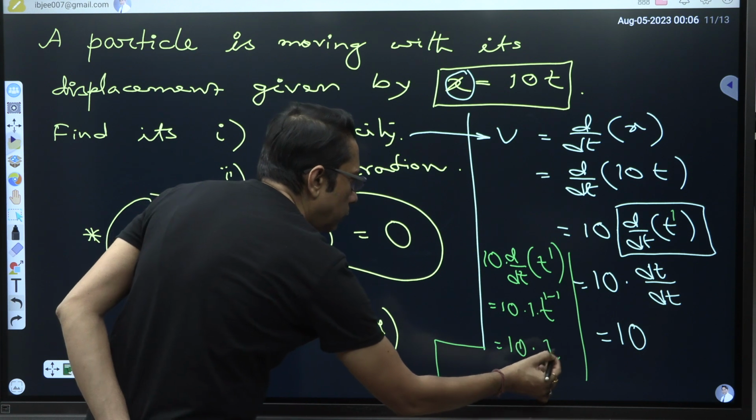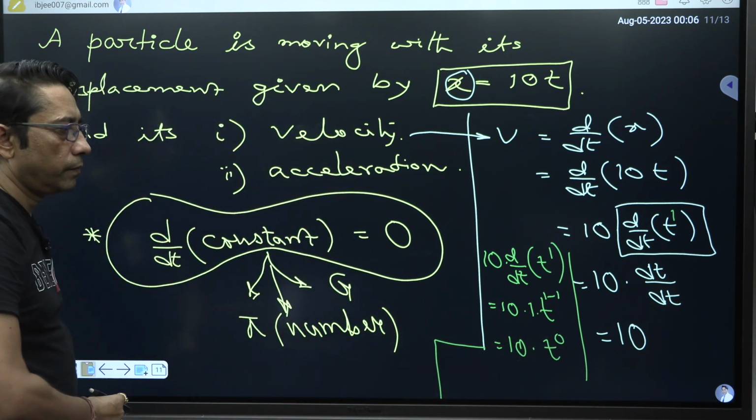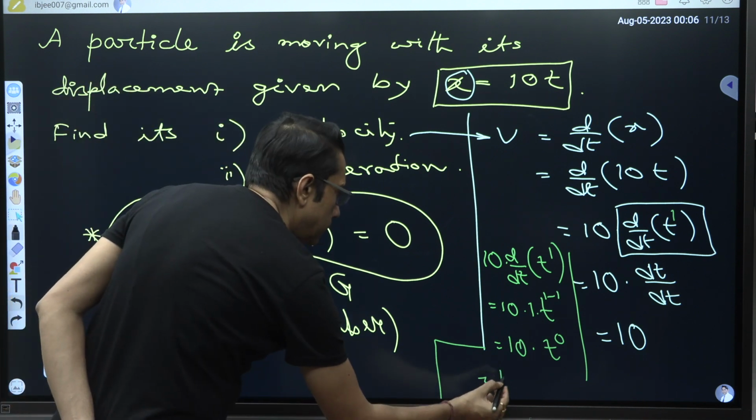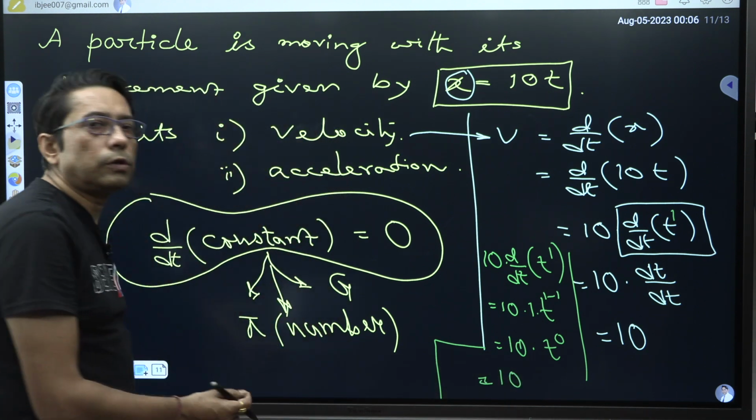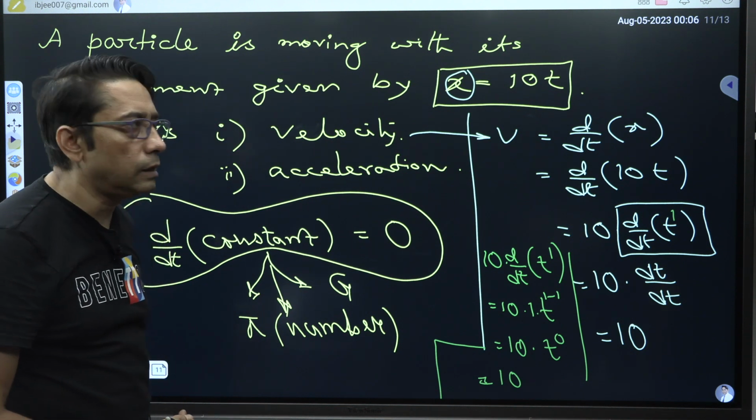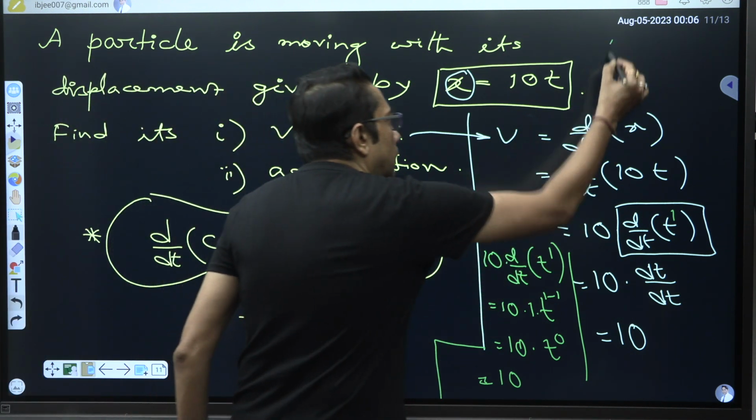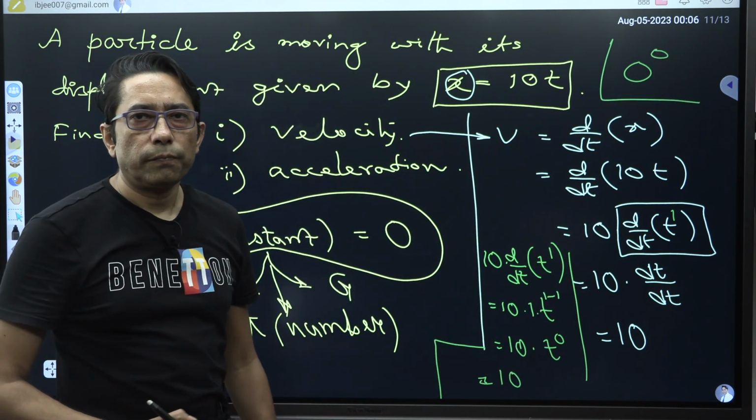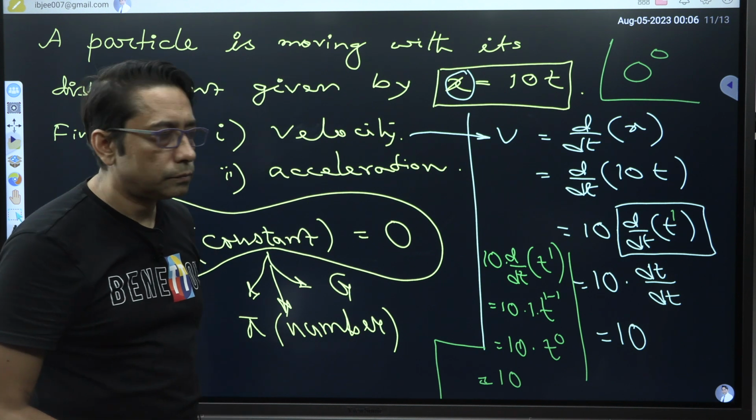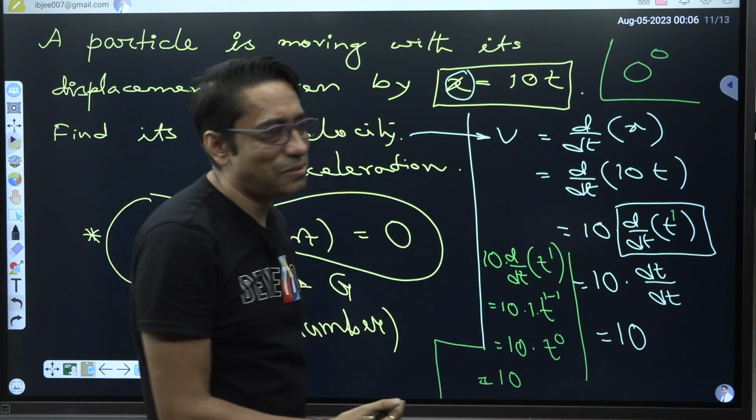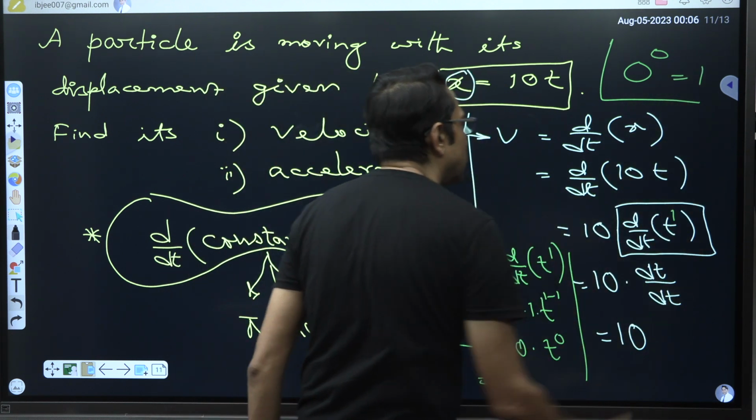10 t to the power 0. So it finally becomes 10 into anything to the power 0, which is 1, right? Anything to the power 0 is how much? 1. 0 to the power 0 is how much? 1 it will be. 0 to the power 0? Yes, sir. Yes, it is also 1.